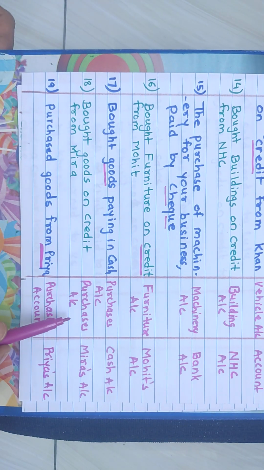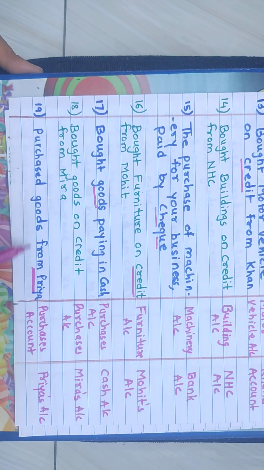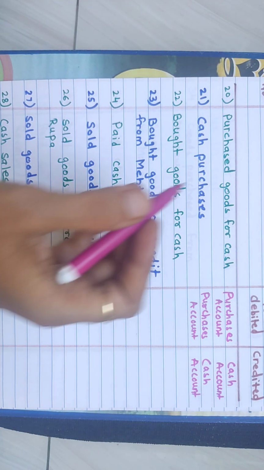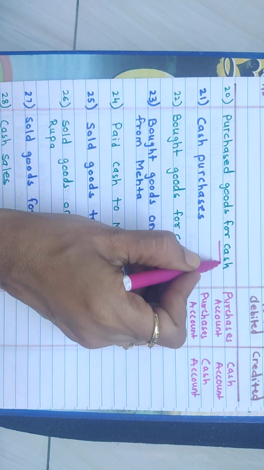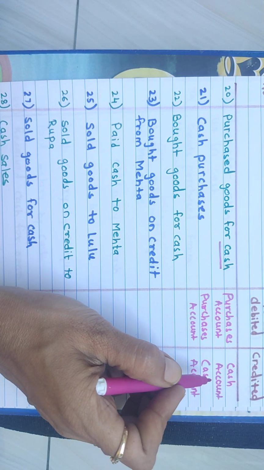When purchase goods from Meera on credit, purchase account debited, Meera's account credited. When goods purchased from Priya, purchase account is debited, Priya's account is credited. When it is on cash, though suppose it is given that purchase goods from Priya, but it is given that in cash, so instead of Priya you have to write down cash, but if it is specifically given, okay. See the next transaction, purchase goods for cash, it is given for cash. So what we have done, purchases account debit and cash account credit, same way.